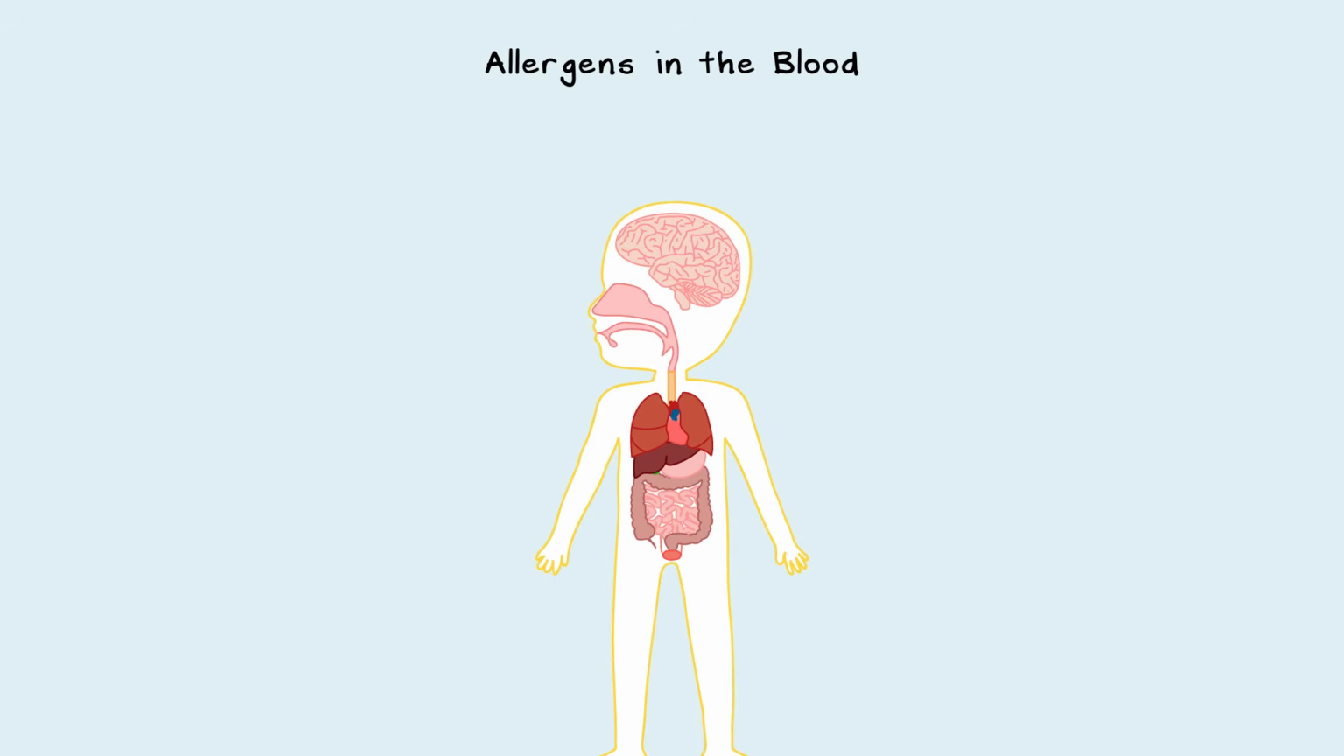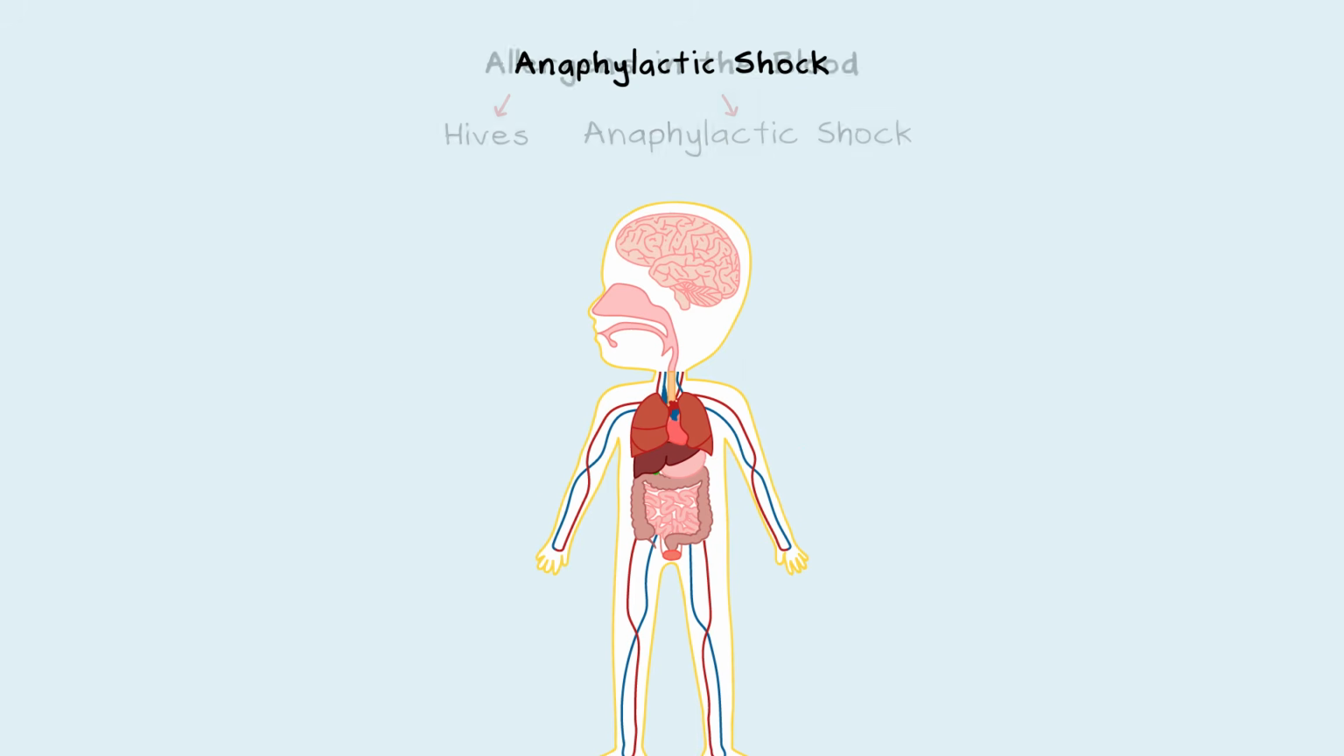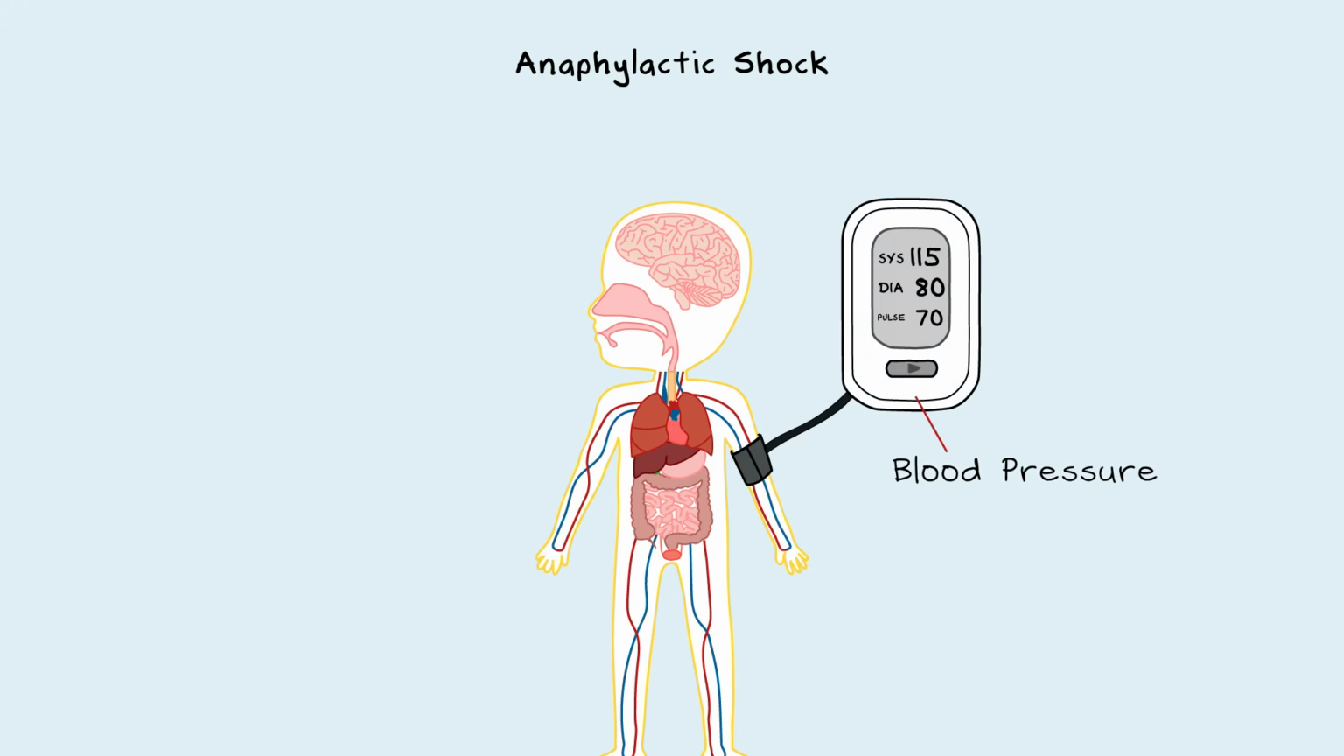Food allergens can sometimes enter the blood via a leaky gut. Allergens circulating in the blood will cause hives or anaphylactic shock. Anaphylactic shock is when blood pressure becomes so low that there's no longer adequate blood supply to the organs. On top of this, swelling of the upper airway obstructs breathing and further reduces oxygen. Because of this, anaphylaxis is life-threatening and sometimes fatal.